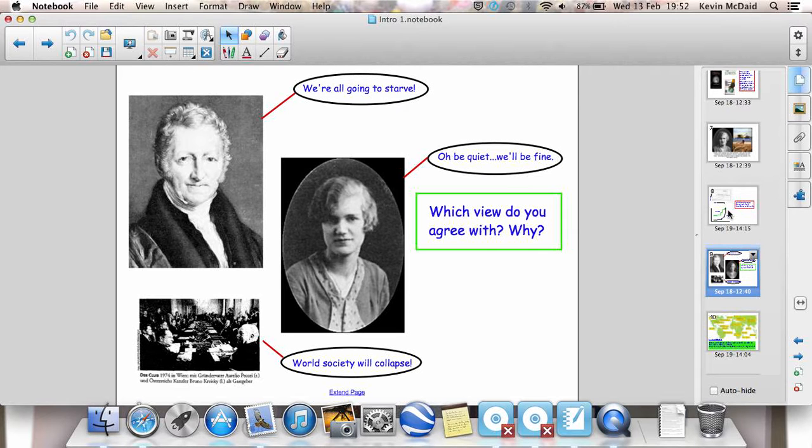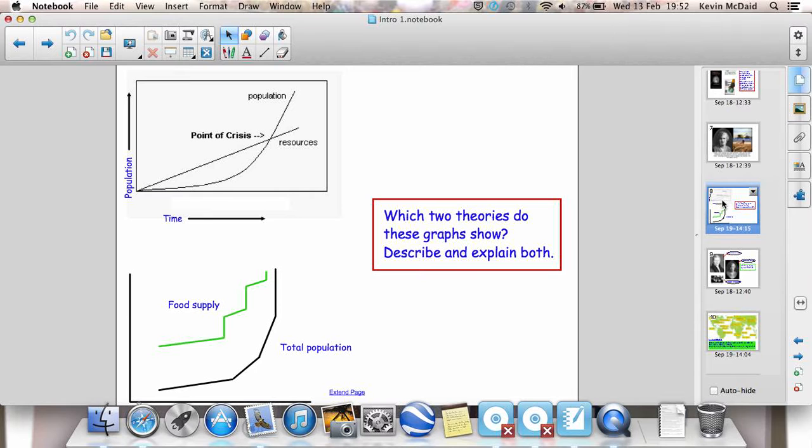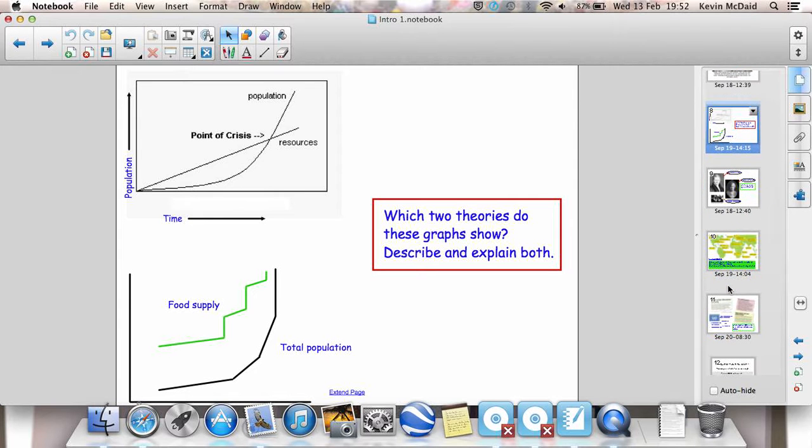And also, you're going to need to make sure that you can identify these theories from these two graphs. Very, very important. That could definitely be an exam question.